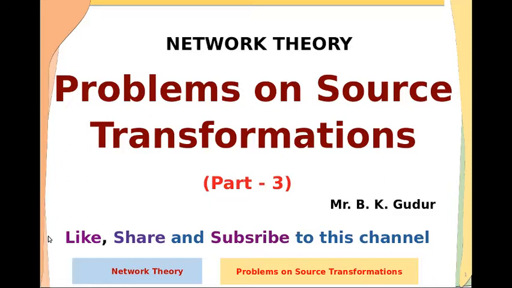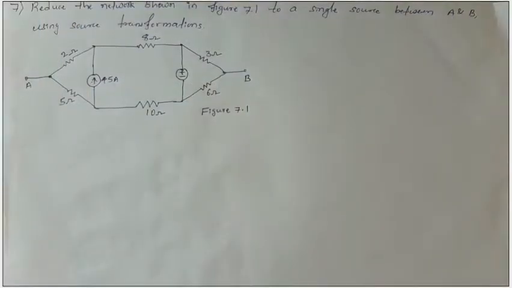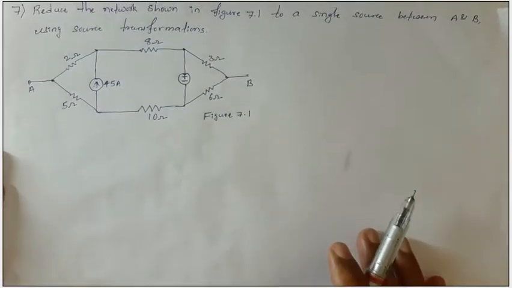Whenever there is no series resistance with a voltage source and no parallel resistance with a current source, then we can shift such sources through some nodes and later we can reduce the network. In today's video we'll see some problems based on this concept. As I have discussed 6 problems, we'll start with the 7th one.